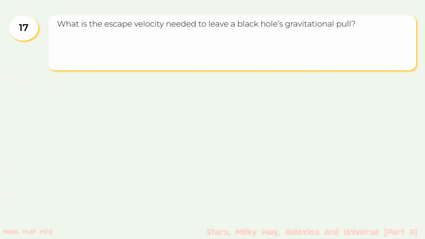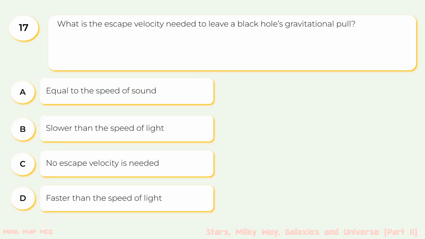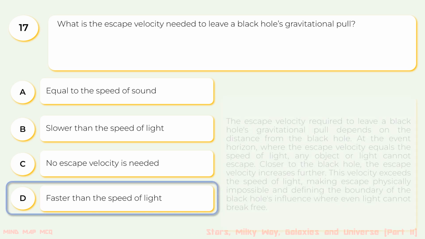17. What is the escape velocity needed to leave a black hole's gravitational pull? The options are A. Equal to the speed of light, B. Slower than the speed of light, C. No escape velocity is needed, D. Faster than the speed of light. The correct option is D. Faster than the speed of light.